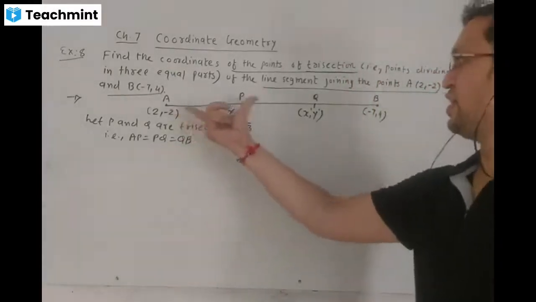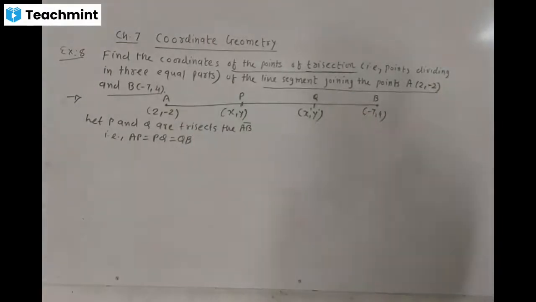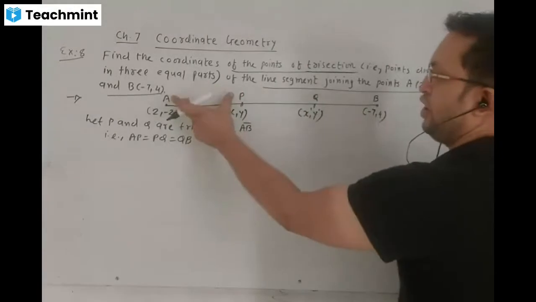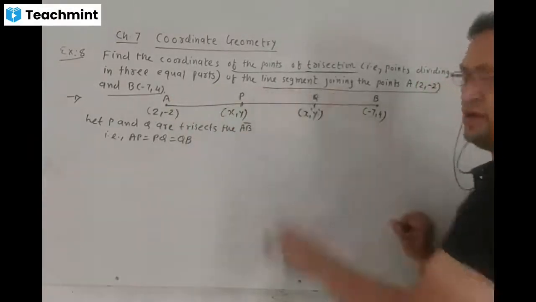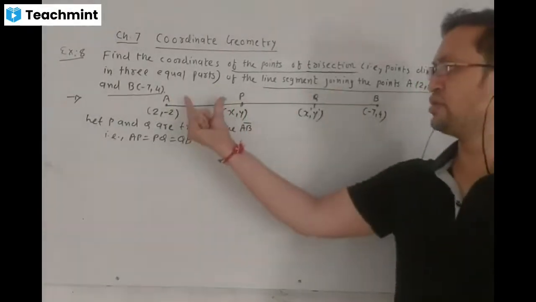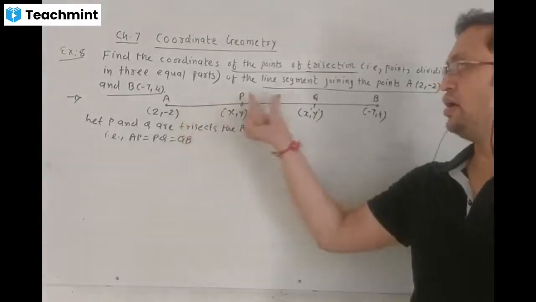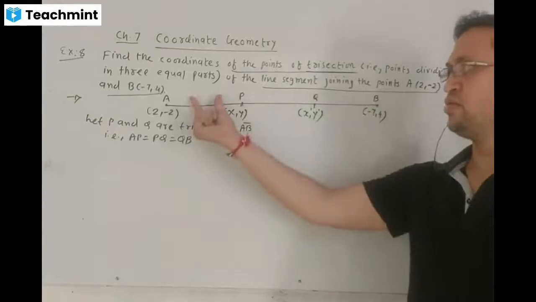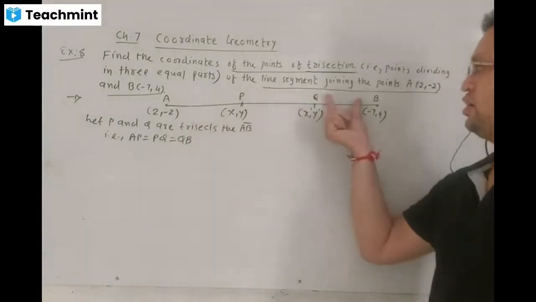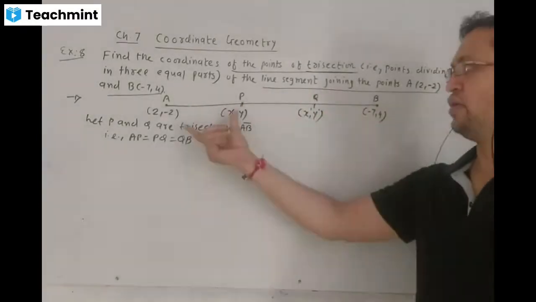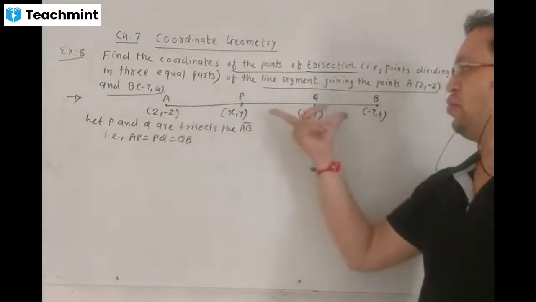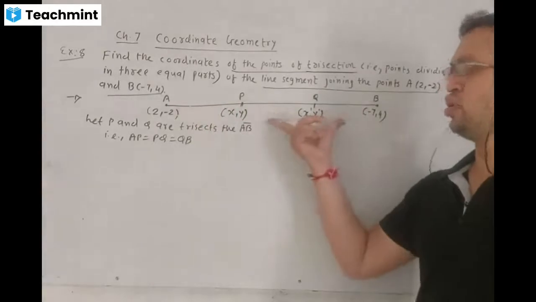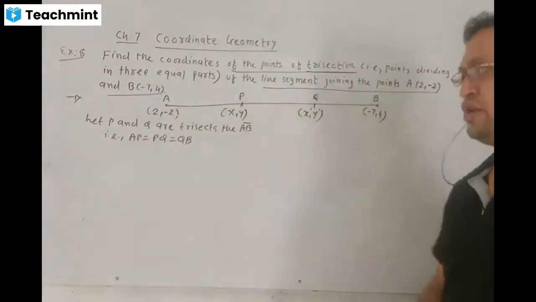Let P divide the line segment AB in some ratio. Three equal parts are there, therefore find the ratio AP : PB. AP is 1, PQ is 1, and QB is 1. All are equal. Then for the ratio AP : PB, 1 plus 1 is 2. Therefore AP : PB is equal to 1 : 2.